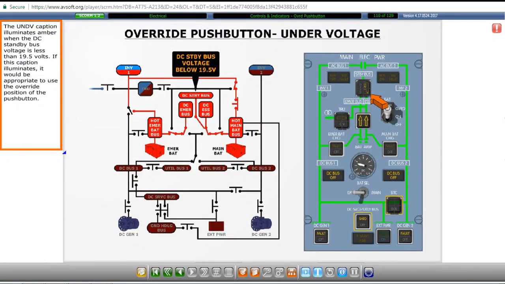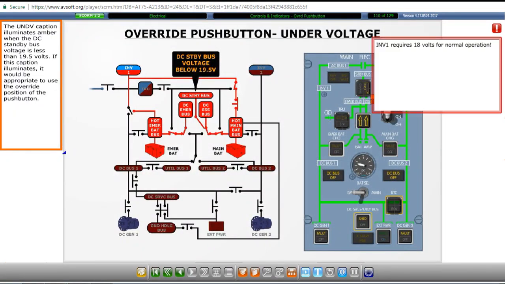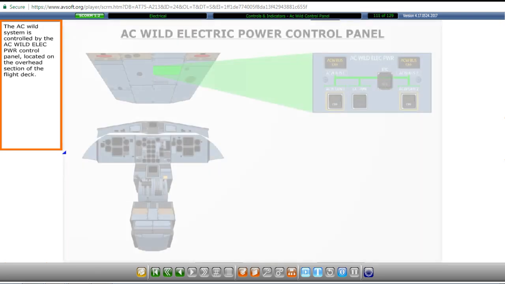The undervoltage caption illuminates amber when the DC standby bus voltage is less than 19.5 volts. If this caption illuminates, it would be appropriate to use the override position of the push button.